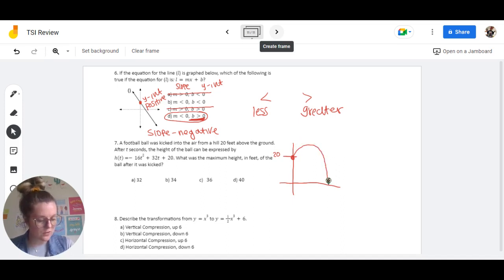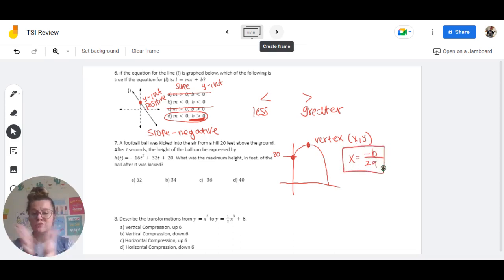We are looking for the maximum height, which is always the vertex, which is a point, x comma y. A specific point of the vertex is you can always find the x value using the formula x is equal to negative b over 2a. That is so important. So if you have not written it down somewhere, make sure you write it down because the TSI loves to ask these types of questions.